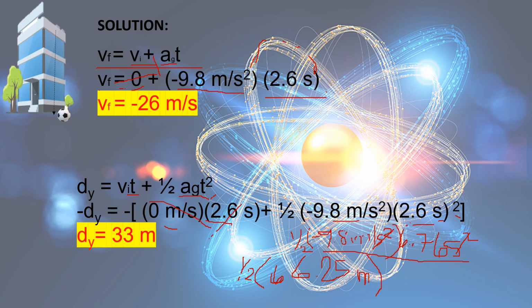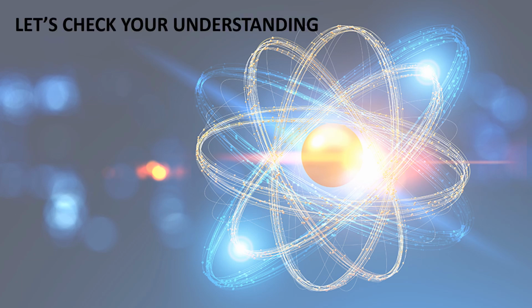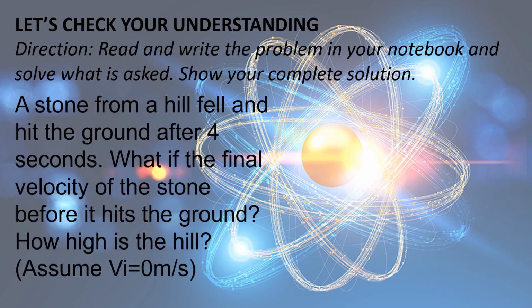So, this time, let's check your understanding by answering the given problem. So, direction, read and write a problem in your notebook and solve what is asked. Show your complete solution. So, you can refer my previous examples for you to solve this problem. So, our given problem is, a stone from a hill fell and hit the ground after 4 seconds. What is the final velocity of the stone before it hits the ground? How high is the hill?